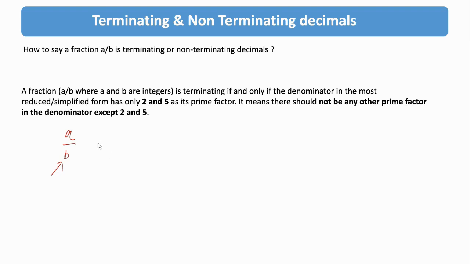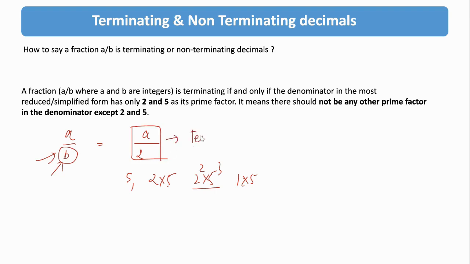What do you mean by that? Let us say a is an integer and b is an integer which is having only 2 and 5 as a prime factor. For example, b can be either 2 or 5 or 2 into 5, right? It can be 2 square into 5, 2 square into 5 cube, or only 1, anything. It should not have any other prime factor except 2 and 5. In that case, we can say this will be a terminating decimal.